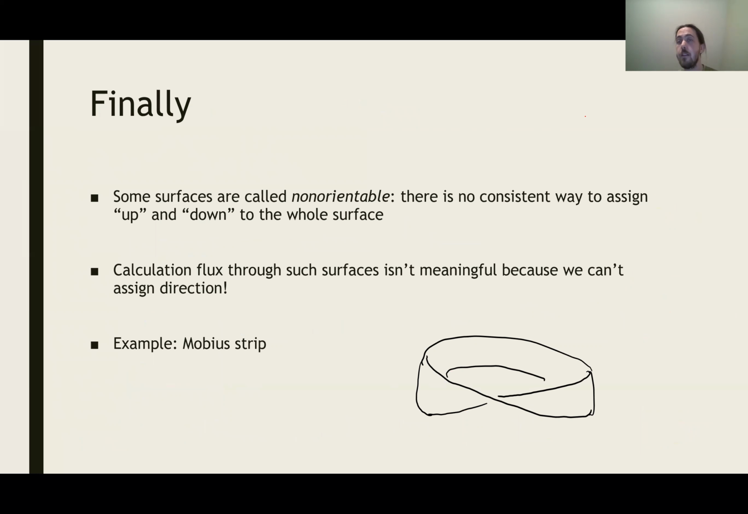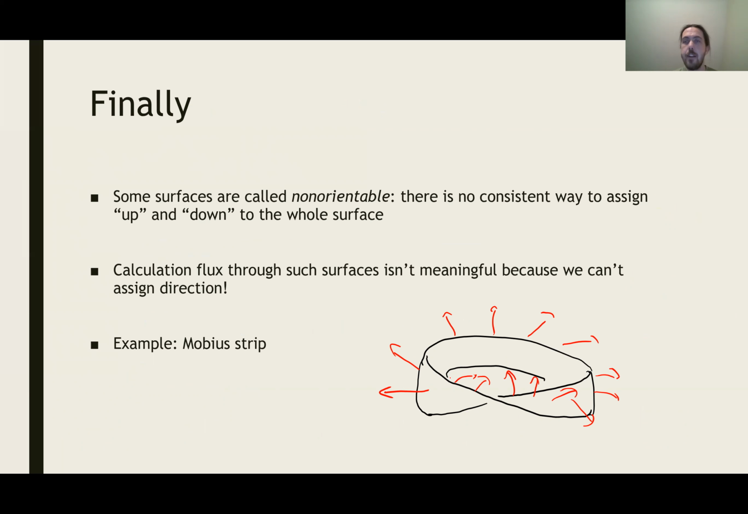So finally, there's one more warning. Some surfaces are completely impossible to do this with. They're called non-orientable because there's no consistent way to assign up and down to the entire surface. For example, a Mobius strip is a famous example where it has only one side, and one way to see that is if we imagine trying to follow a normal vector around the outside of this surface. As it moves around, it starts to flip over and eventually comes to pointing in the opposite direction when we come back around to the beginning.